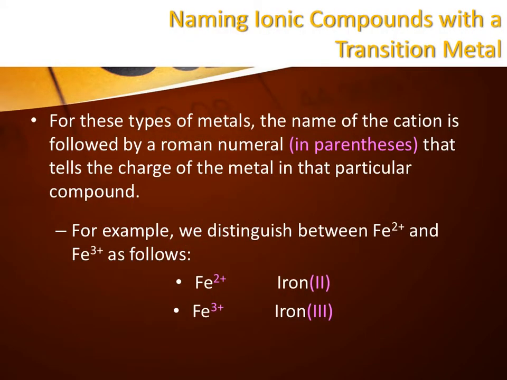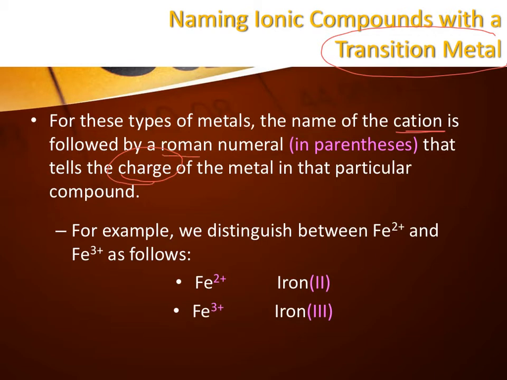All right, now let's talk about if we have a transition metal, because that's quite a bit trickier. Because transition metals can have different charges, you need to be able to tell the reader which charge the particular compound has in it. So in addition to naming the cation, like remember we said calcium or potassium, in addition to the name of the cation, you also need to put the charge of the transition metal in the name itself.